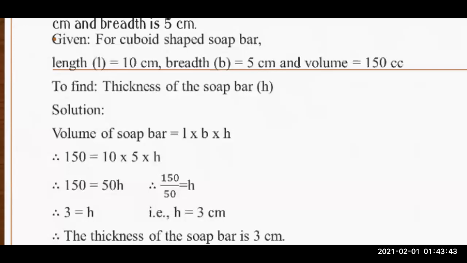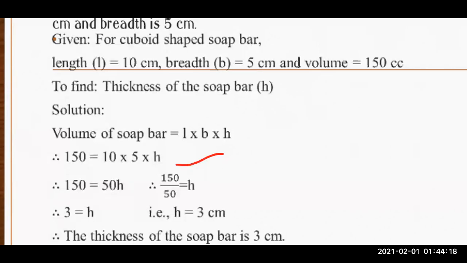So here first we will write the formula: volume of a soap bar equal to length into breadth into height. Now here volume is given, so in front of volume of a soap bar you will write the value, that is 150 equal to length is 10 multiply by breadth is 5 multiply by height, that is h only. So next, 150 equal to 10 fives are 50. So here 50h will remain.